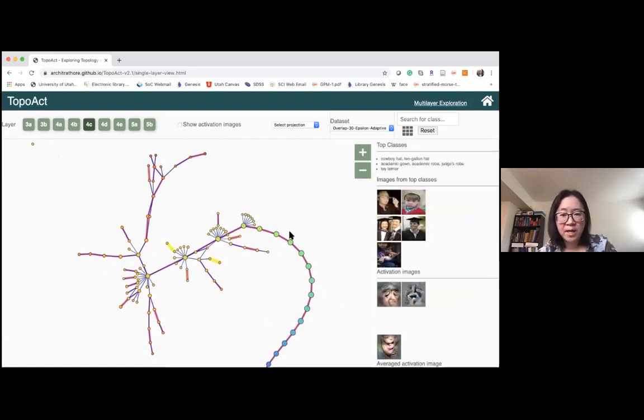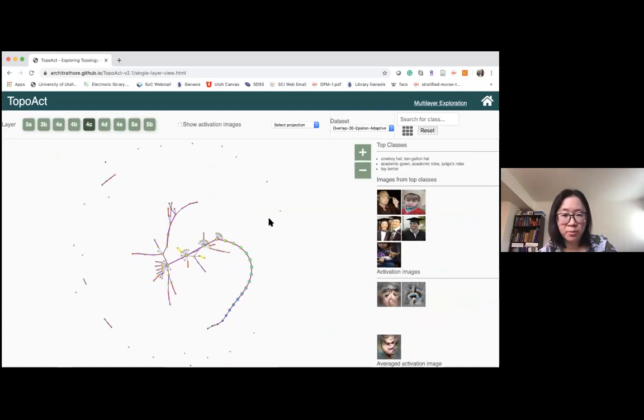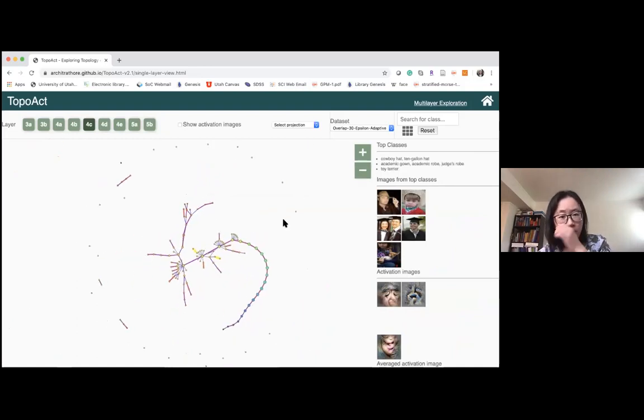So again, what you see here is a global view of the Mapper graph of the activation vectors at layer 4C. Of course, because Mapper has multiple parameters, we did a few parameter combinations. Overlap 20 means that it's a 20% overlap over my intervals. Epsilon here is the parameter used in DBSCAN that is adaptive to the underlying cluster density.